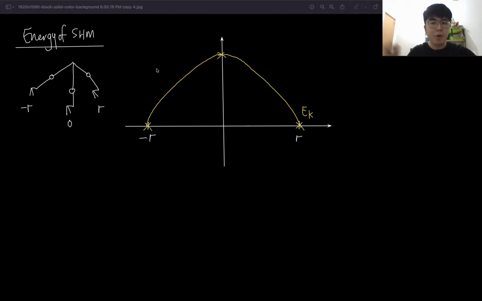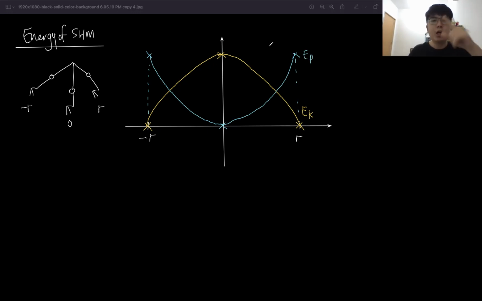You have many types of oscillating system. For this one, I would just say that at the extremes the potential energy is maximum, and at the equilibrium position there is no potential energy. We connect the dots again and we get a curved graph like this. This is EP, and this is EK.